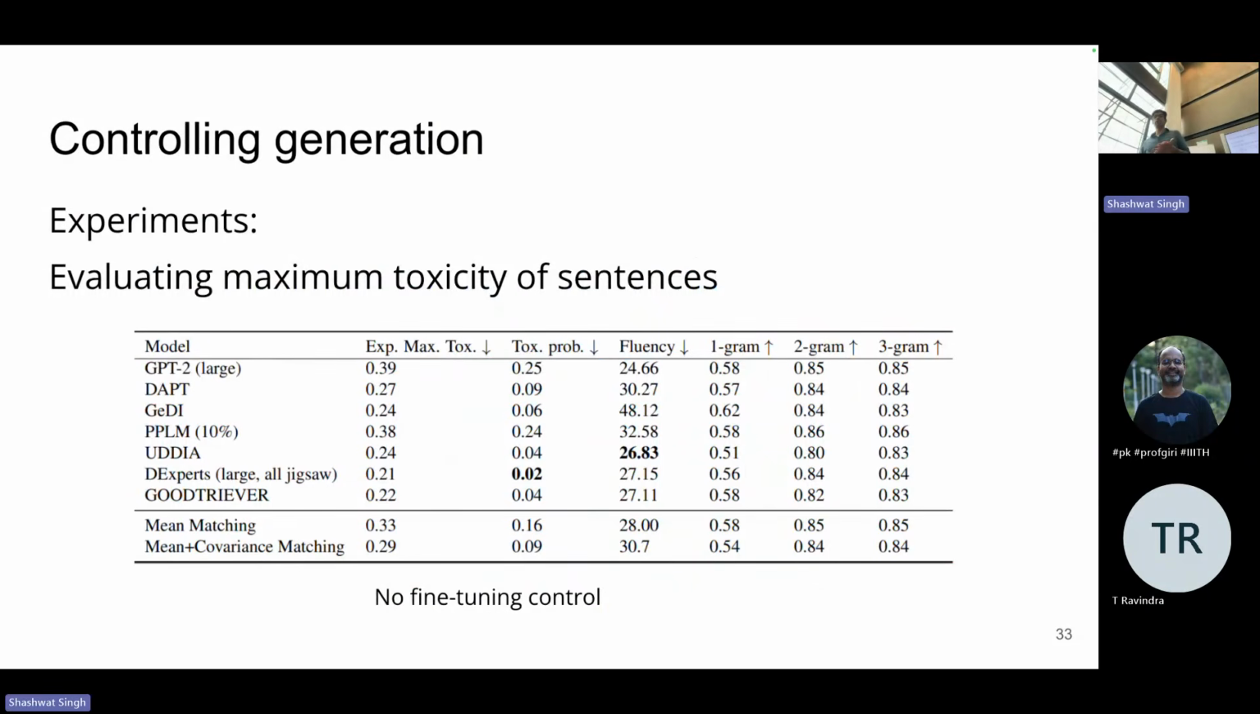These are for control generation. Everything that we have compared against either requires full parameter fine tuning or requires full gradient calculation and multiple samples for each token step. And we like this way of steering is competitive against that.